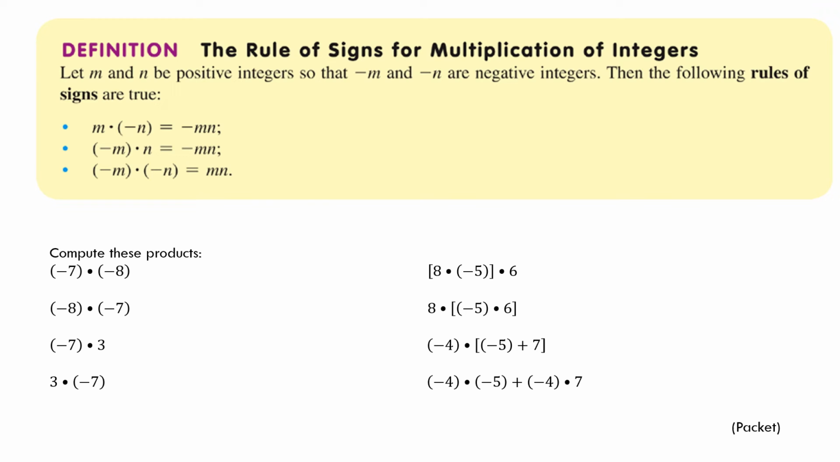So hopefully you've paused the video and actually tried these. Here's the answers. Our 2 negative signs cancel and I wind up with a positive product. Here we have a negative times a positive, so my product will be negative. And here we have a positive times a negative, so my product is still negative. It doesn't matter if the negative comes first or second. If I'm multiplying together a positive and a negative, my product will be negative.